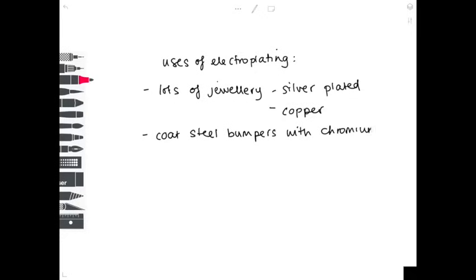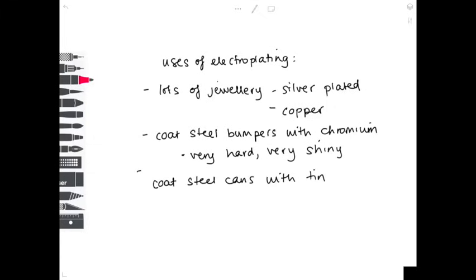Chromium is very hard and very shiny, so it's aesthetically really pleasing. It's got great properties, but it's very expensive, hence why we don't make the whole object out of chromium. Lastly, we coat tin cans, which are made out of steel. A saucer can that you get baked beans out of will mostly be made out of steel, but it'll have a coating of tin on it because tin is corrosion resistant and won't react with the food contents, which we really don't want to happen, obviously.